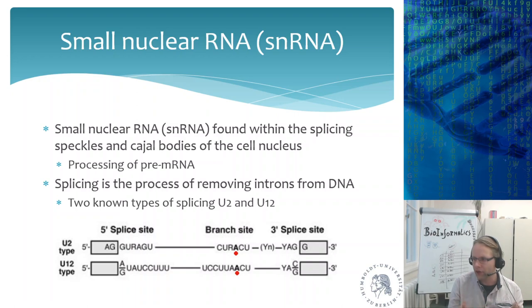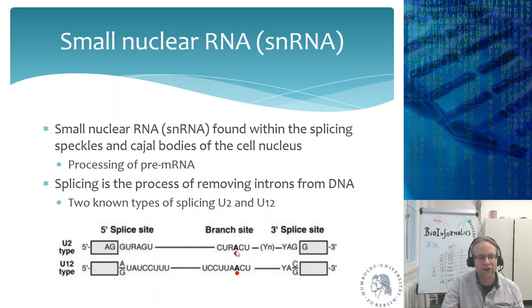And these are there to do just one thing, and that is the processing of pre-mRNA into mRNA. Splicing is the process of removing introns, and there are two known types of splicing, U12 and U2 splicing. When you look at the mRNA, here you see the exon, here you see the other exon, and here you have the intron. The codes at the ends of the introns are more or less fixed, because these are the codes that are being recognized. You have the splice site at the 5' end, then the splice site at the 3' end, and in the middle you have the branch site.